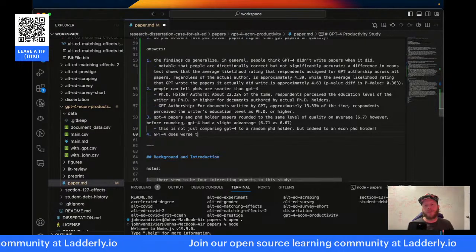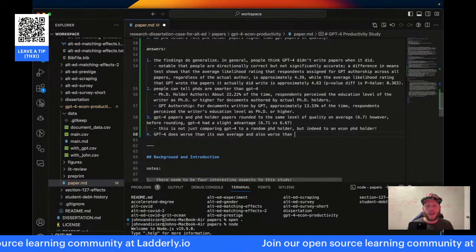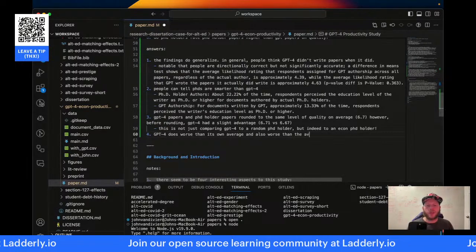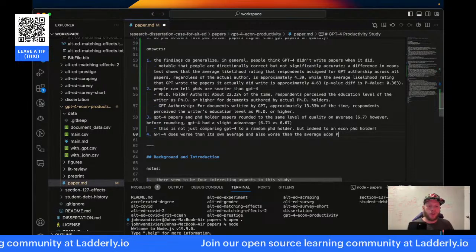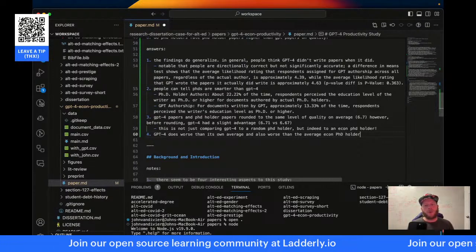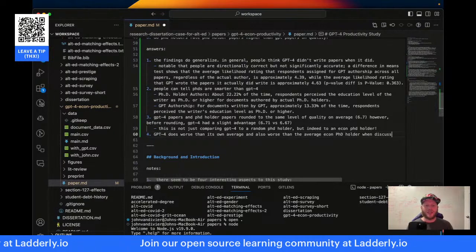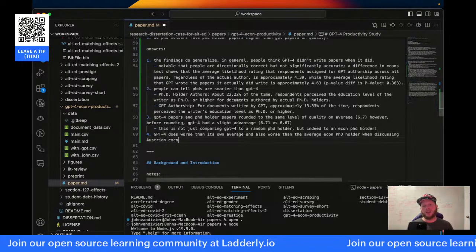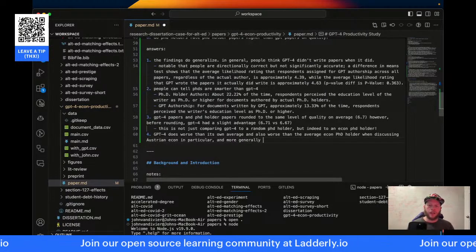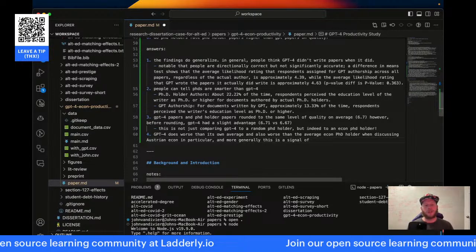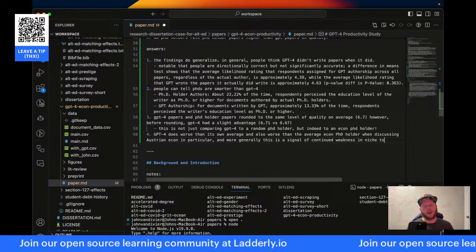GPT-4 does worse than its own average and also worse than the average PhD holder. And I'm going to start saying Econ PhD holder. GPT-4 does worse than its own average and also worse than the average Econ PhD holder when discussing Austrian econ in particular. And more generally, this is a signal of continued weakness in niche topics.